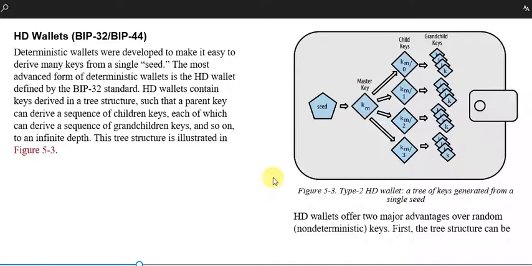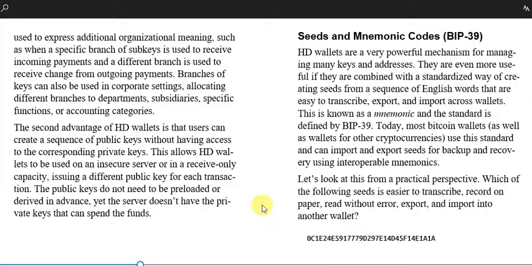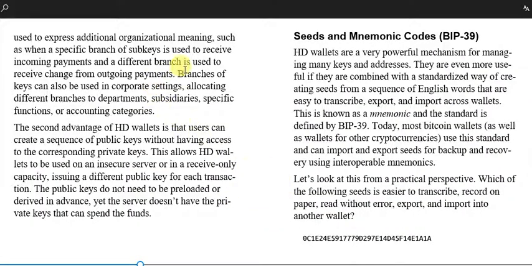This tree structure is illustrated in Figure 5-3. Figure 5-3. Type 2 HD wallet, a tree of keys generated from a single seed. HD wallets offer two major advantages over random, non-deterministic keys. First, the tree structure can be used to express additional organizational meaning, such as when a specific branch of subkeys is used to receive incoming payments and a different branch is used to receive change from outgoing payments.